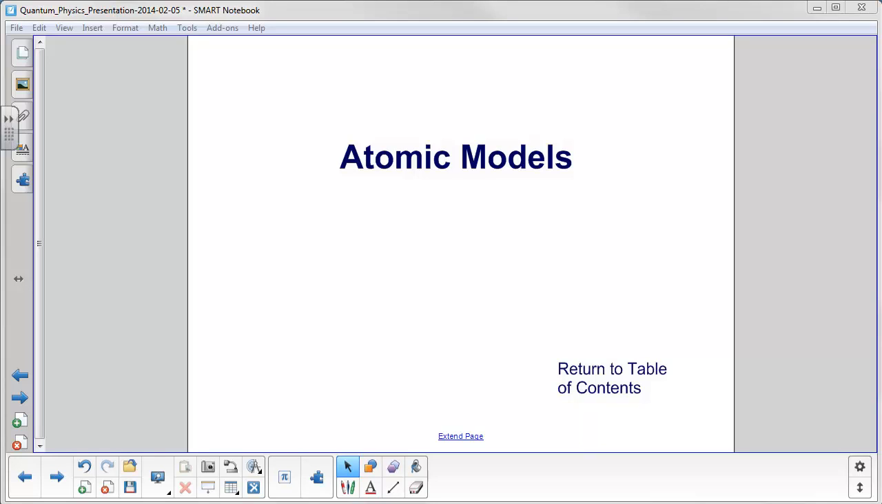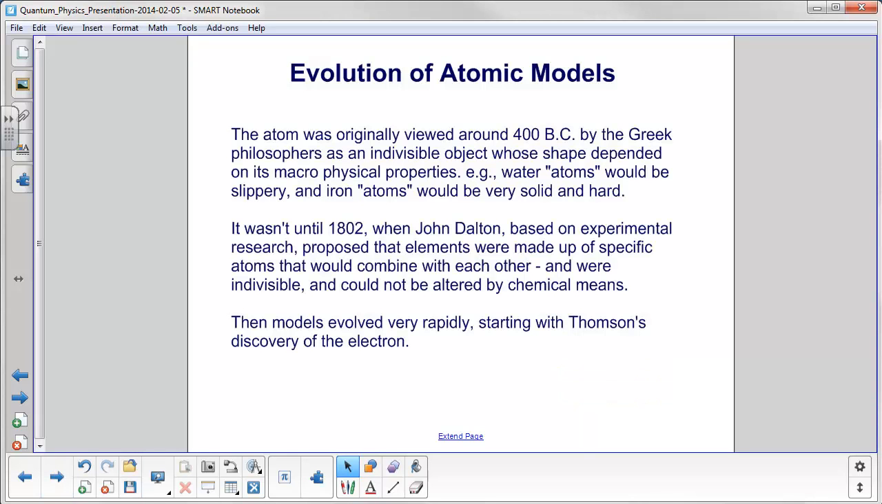We now come to atomic models, where people started explaining what the atom looked like. We're going to start with a little history. Back in 400 BC, Greek philosophers felt that the atom was an indivisible object whose shape depended on its macrophysical properties. For example, water atoms would be slippery, and iron atoms would be very solid and hard.